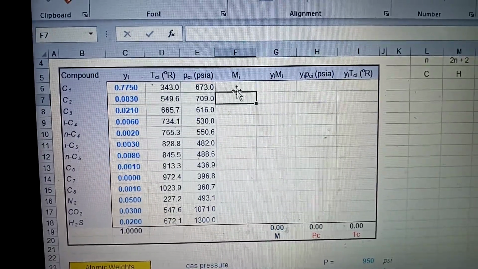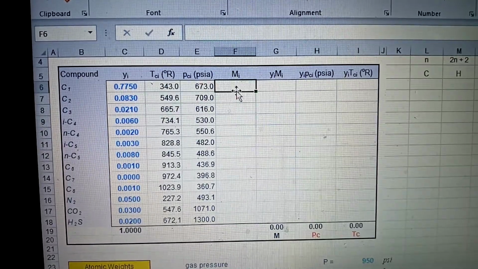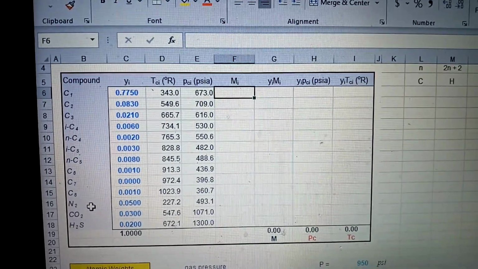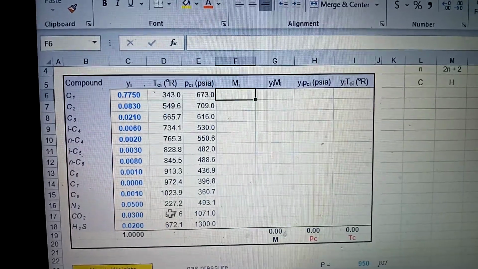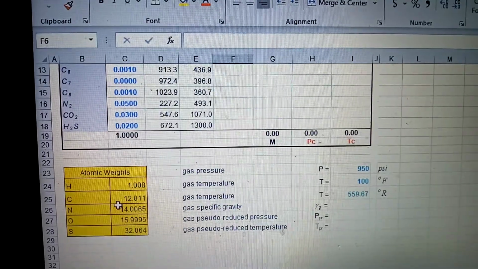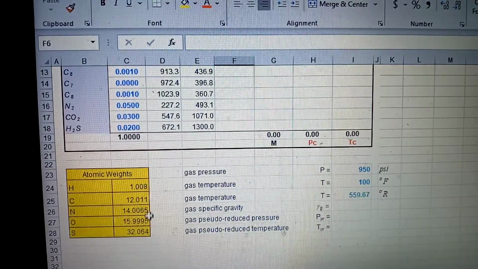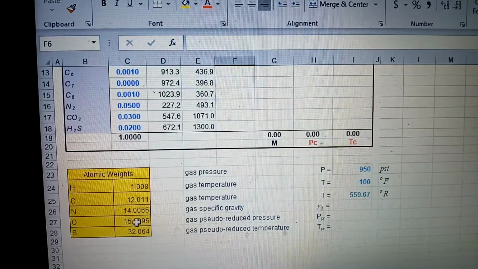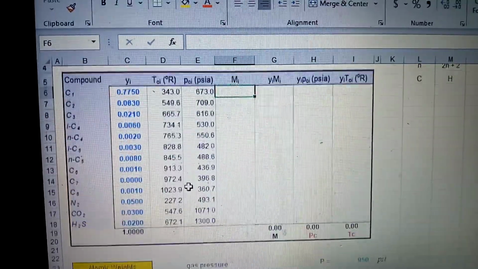By definition, molecular weight of a compound is the sum of the atomic weights. For example, carbon dioxide, CO2. If I want to find the molecular weight of carbon dioxide, I'll see the atomic weights are given in this table. There is 1 carbon and 2 oxygen, so it's going to be 12 plus 2 times 15.999. So that's how we're going to be finding the molecular weight.